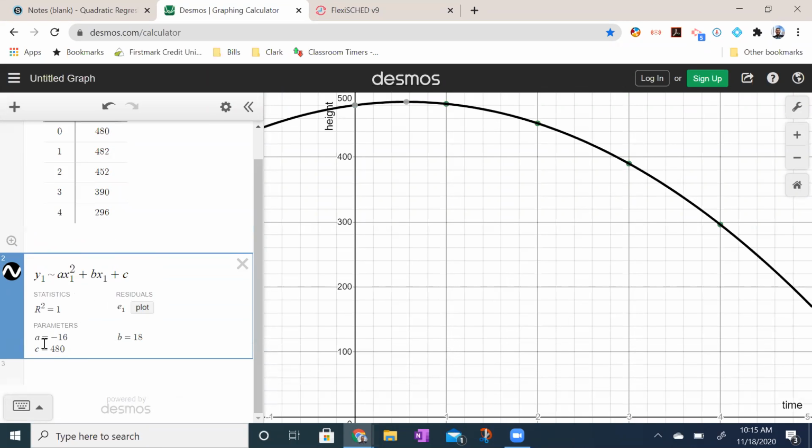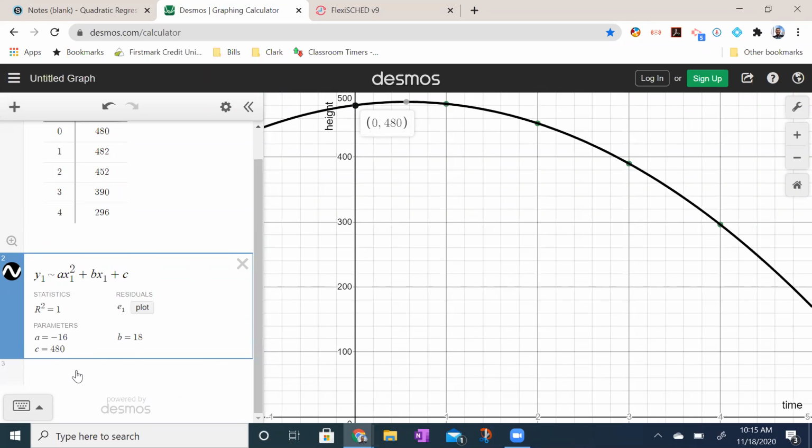And then here we go. We got our a, we got our b, we got our c, right? Now remember what c does in standard form. That's your y-intercept, right? And notice how it's at 480. So c is 480. That's your y-intercept there. So (0, 480). All right, so we weren't lying to you. Here it is applied to this problem.